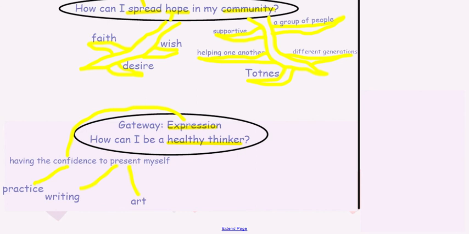So a healthy thinker, what does it mean to be a healthy thinker? We touched on this when we were doing the one-to-ones before half term. So my main point for you to think about is how to express yourself and justify your point of view. So if we think about being a healthy thinker, just like we mentioned in the one-to-ones, it's about you being able to express your own opinions and justify yourself.